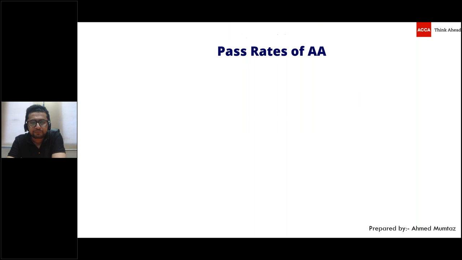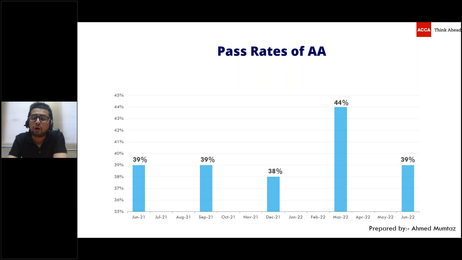The pass rates of AA are very pathetic, but you still have 15 odd days, 2 weeks. So you can counter that. You can be among those students who are going to ace the exam on Monday, 5th September 2022. You should not be going on Monday, 5th September to attempt the exam. Rather, you need to secure the exam.